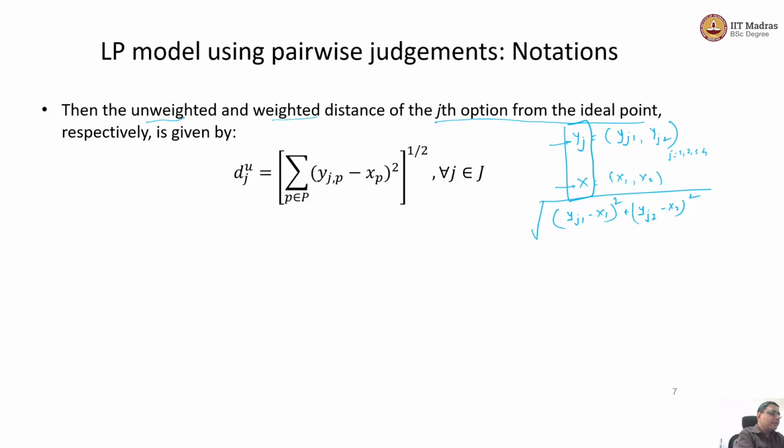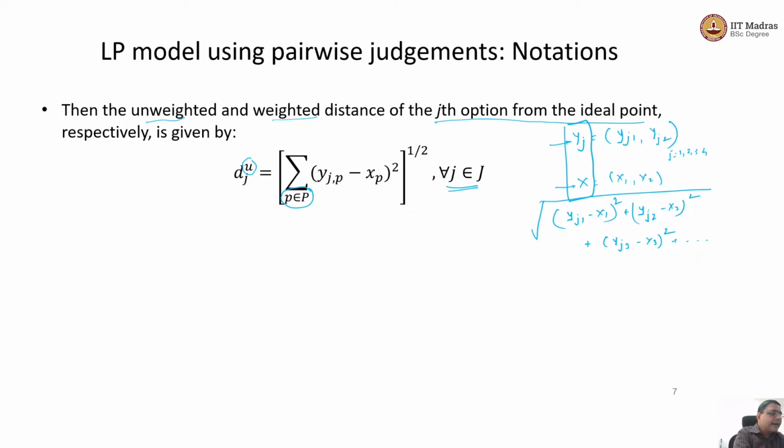Right, if there was a third dimension, I would have added yj3 minus x3 whole squared. Right, kept on adding more and more dimensions, which is what this summation over p says. Right, so which is unweighted. There is no weight attached here, and we will do this for every option. So the distance of each option from the ideal location is given by this expression.